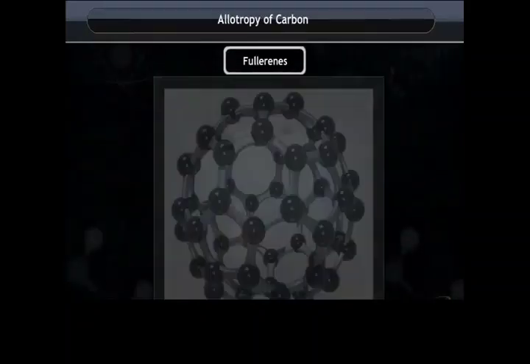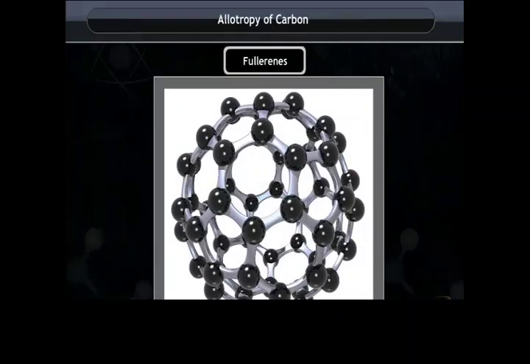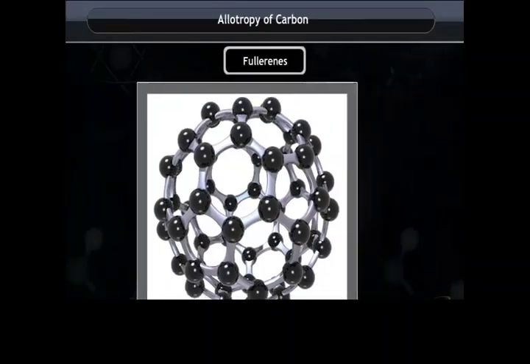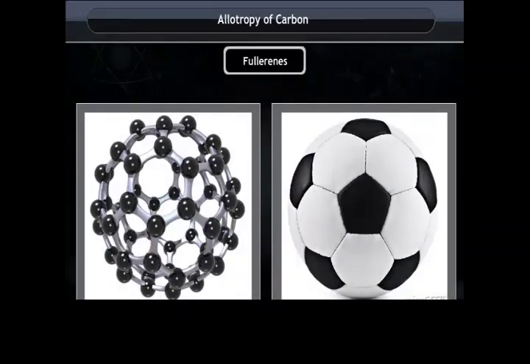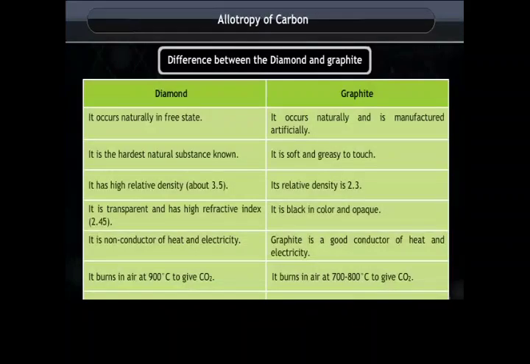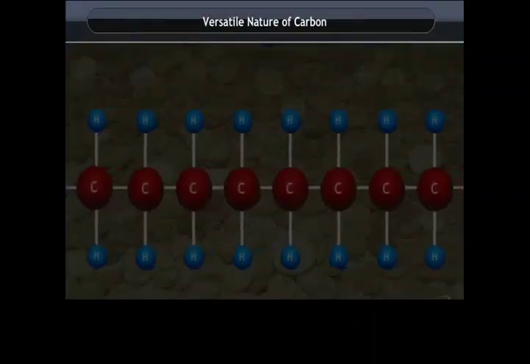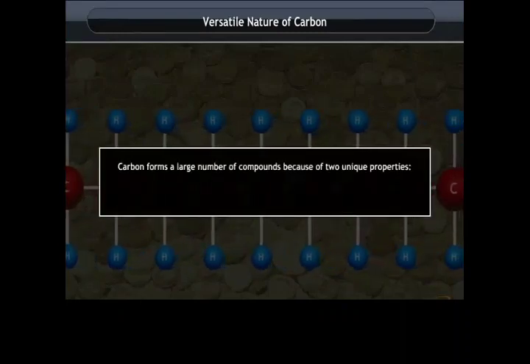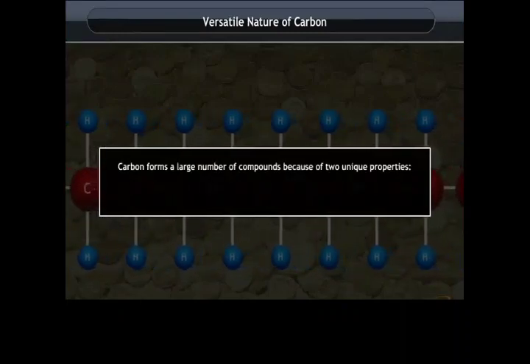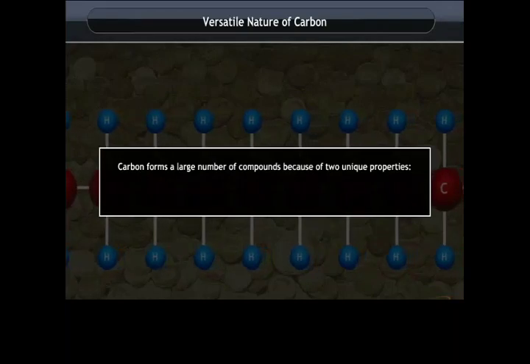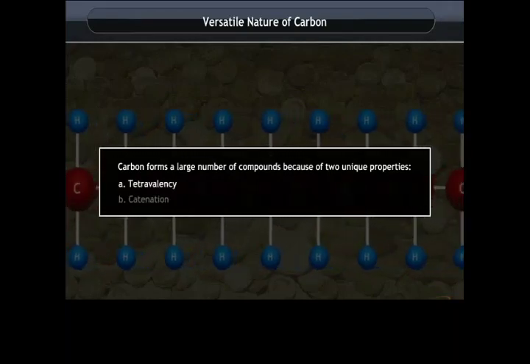Fullerenes. Fullerenes form another class of carbon allotropes. The first one to be identified was C60, which has carbon atoms arranged in the shape of a football. It contains 5-membered rings and 6-membered rings of carbon atoms. Versatile nature of carbon. Carbon forms a large number of compounds because of 2 unique properties: tetravalency and catenation.